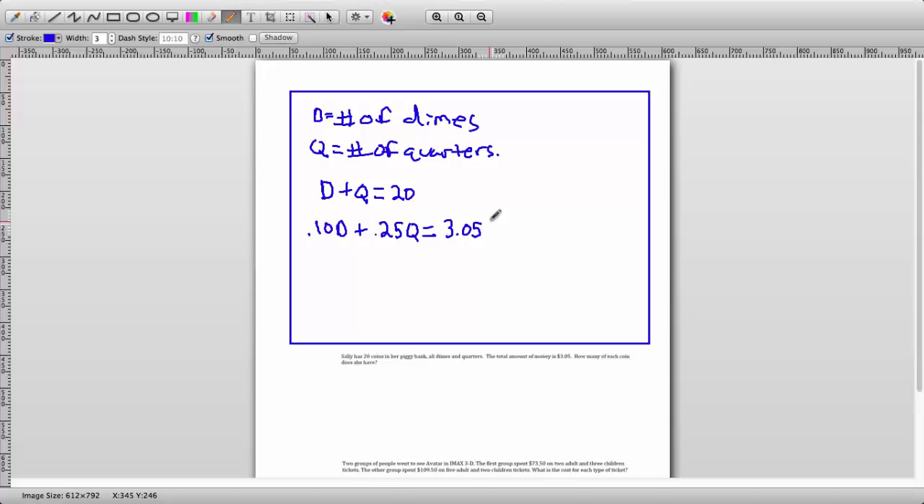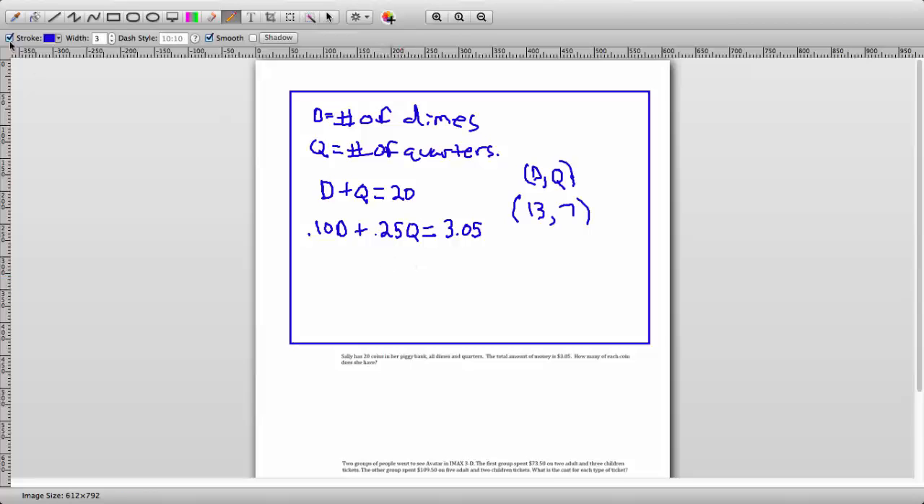Alright, my ordered pair is 13, 7, and I defined this as D and Q. For this one, I'm going to quickly show that it does satisfy. 13 and 7. Does 13 plus 7 equal 20? Yes, it does. If there were 13 dimes, that'd be $1.30. 7 quarters would be $1.75. $1.75 and $1.30 would indeed be $3.05. This point satisfies both of these equations.